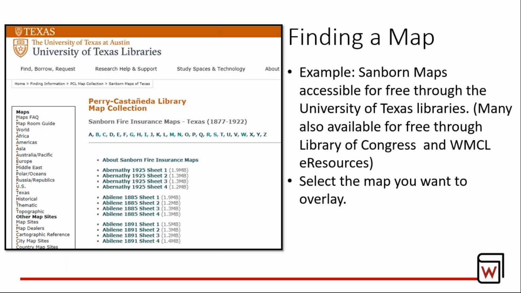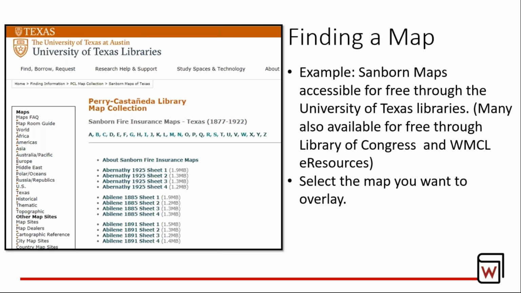So the first step is finding the map you want to georeference. So I wanted to look for Sanborn maps, which are fire insurance maps that were created for communities all across the United States. The University of Texas has a large collection of these maps for Texas cities. You can also find them through the Library of Congress, as well as other maps through the Library of Congress. And the Waco Library also has an e-resources page that has access to quite a few Texas Sanborn maps as well.